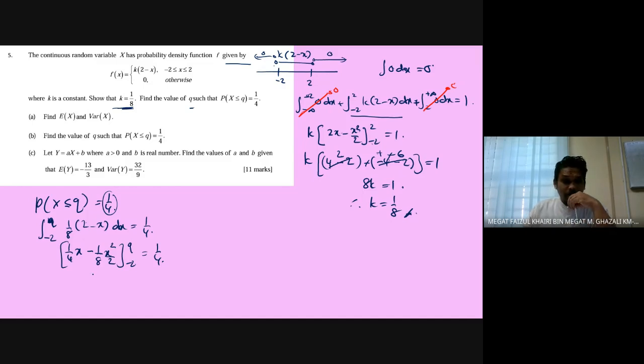Okay, so then 1 over 4 x minus 1 over 16 x squared, from -2 until q, which is 1 over 4.